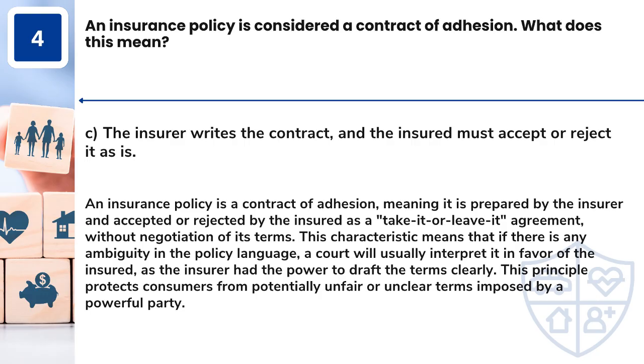Answer: C. The insurer writes the contract, and the insured must accept or reject it as is. An insurance policy is a contract of adhesion, meaning it is prepared by the insurer and accepted or rejected by the insured as a take-it-or-leave-it agreement, without negotiation of its terms. This characteristic means that if there is any ambiguity in the policy language, a court will usually interpret it in favor of the insured, as the insurer had the power to draft the terms clearly. This principle protects consumers from potentially unfair or unclear terms imposed by a powerful party.